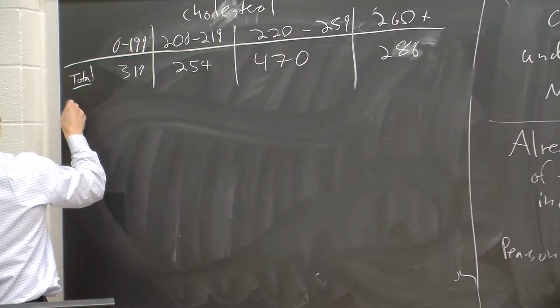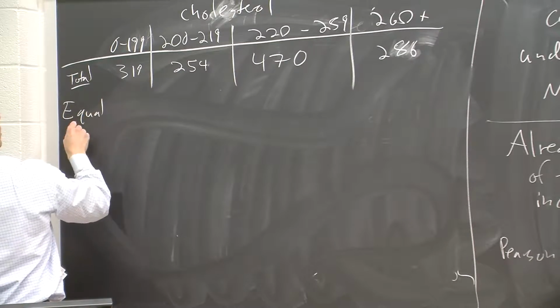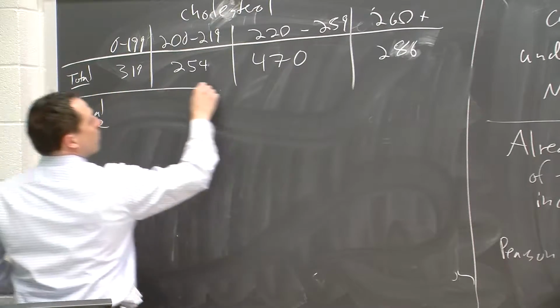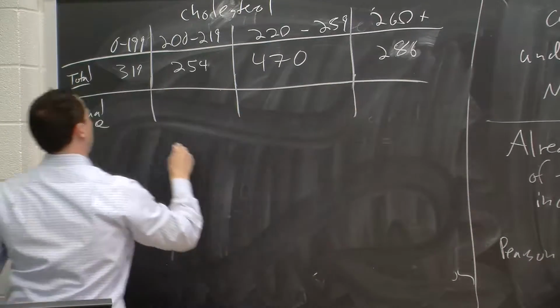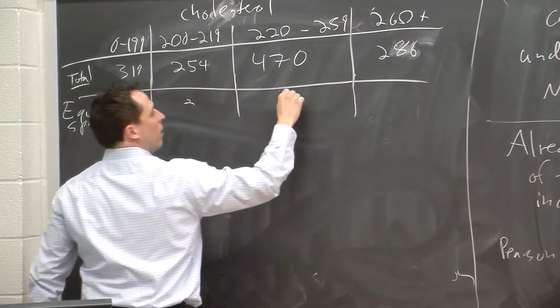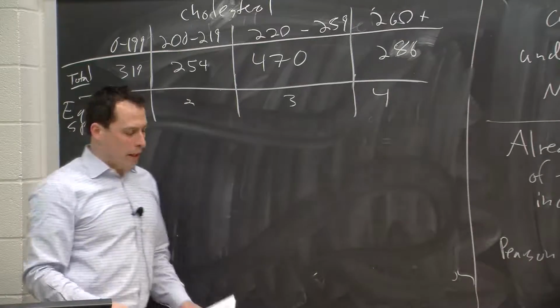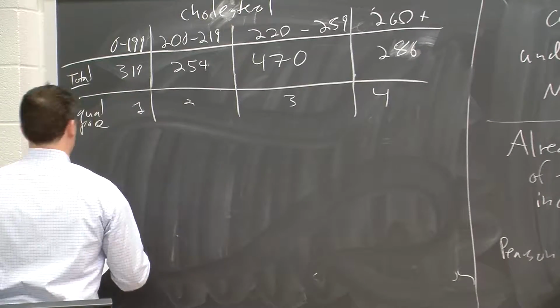So the equal space, or integer, coding would just assign, okay, 1, 2, 3, 4, or 0, 1, 2, 3, or Spearman coding.